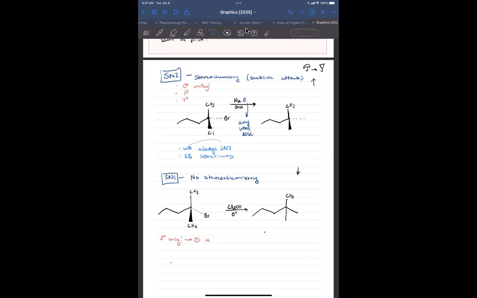Now that we know what does SN2, here's how I usually tackle these reactions. Look at these two groups right here. Which one is going to be the leaving group? Cl or Br? Br. It's the most stable anion out of the leaving groups.